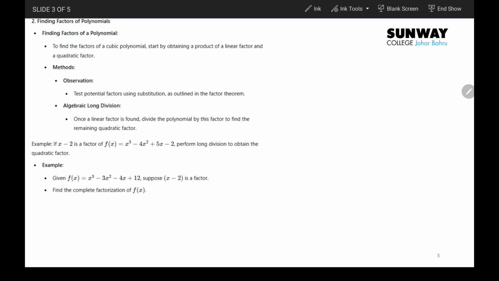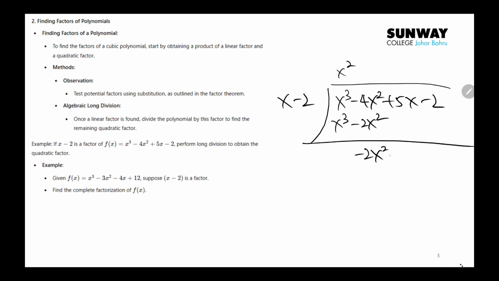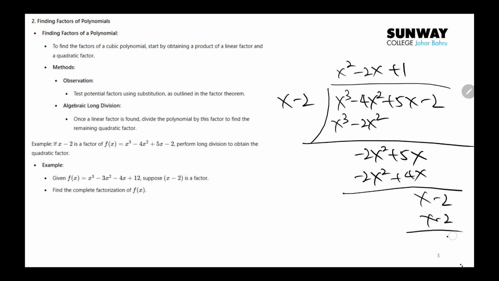And we will perform long division. So x to the power of 3 minus 4x to the power of 2 plus 5x minus 2 divided by x minus 2. x to the power of 2, x to the power of 3 minus 2x to the power of 2, minus 2x to the power of 2 plus 5x, minus 2x to the power of 2 plus 4x, and you will get x minus 2 plus 1, x minus 2. Indeed, you do not get any remainder after you perform the long division.